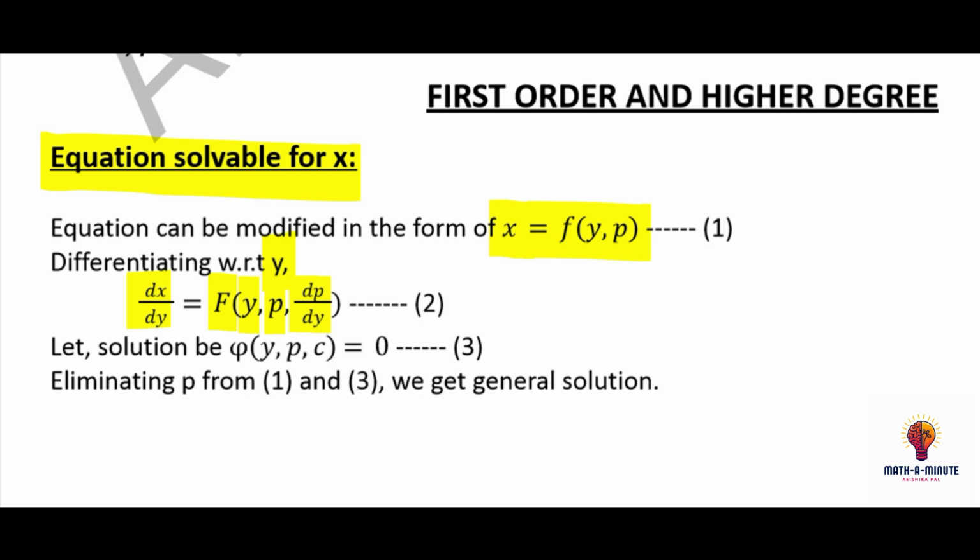Okay, then we have to solve this differential equation, and suppose the solution is in the form of phi of y, p, c. Then we have to eliminate p from equation 1 and 3. Okay, so in this way we will get the general solution of the differential equation. Now try to understand this method with an example.